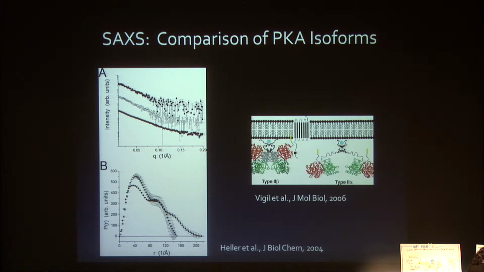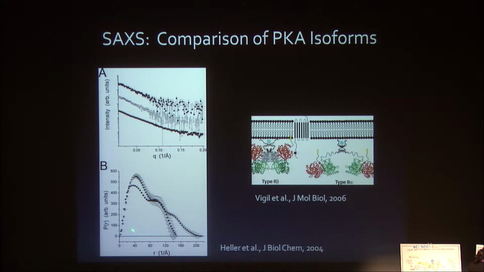So I've been fortunate to have two outstanding collaborators for the last 15 or 20 years, Susan Taylor and Jill Trewhella. Jill Trewhella is an expert in small angle scattering, and you've already heard Susan talk. She's an expert in protein kinases and particularly PKA. So we began a collaboration about a dozen years ago to use small angle scattering to look at the differences between the PKA isoforms. And as an example of the kinds of results we have, this is the P of R curve showing the difference between the type IIβ and type IIα isoforms.